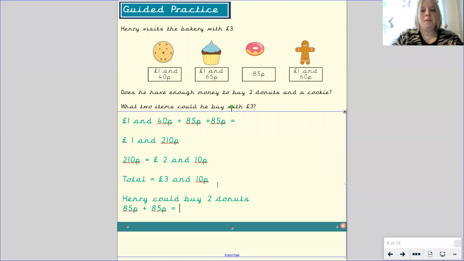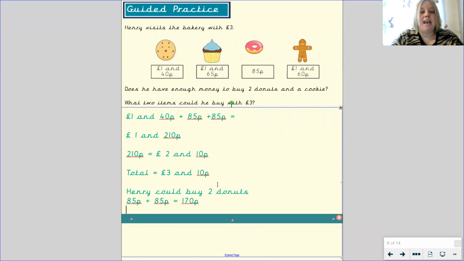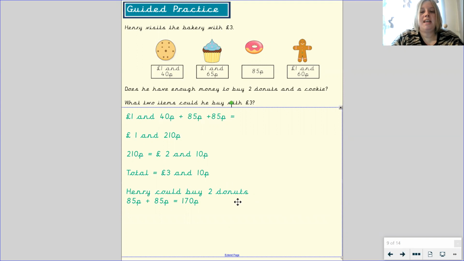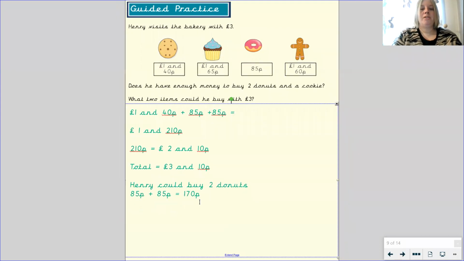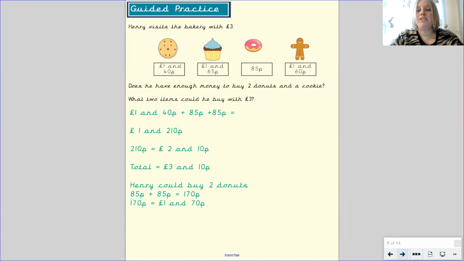The total would be 170p. The next step is to convert this, to exchange this for pound coins. So 170p equals how many pounds? There are 100 pennies in 170p, so I can exchange this for £1 and 70p. So Henry could buy 2 donuts from the shops.